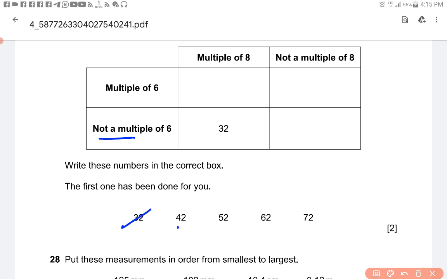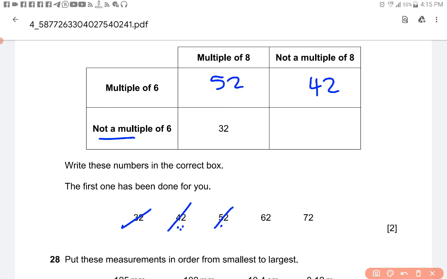Then 42, multiple of 6 and not multiple of 8. So you will put 42 in this place. Then 52, not multiple of 6 and not multiple of 8. So you will write it here.